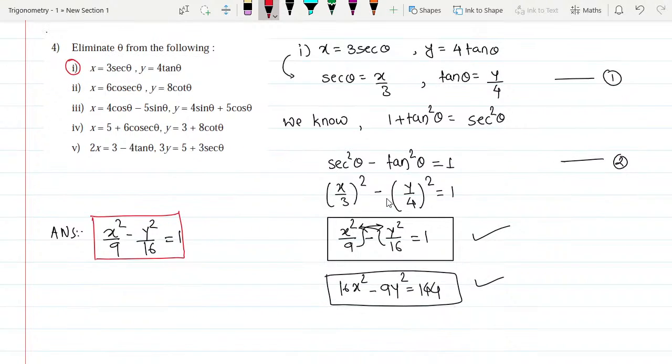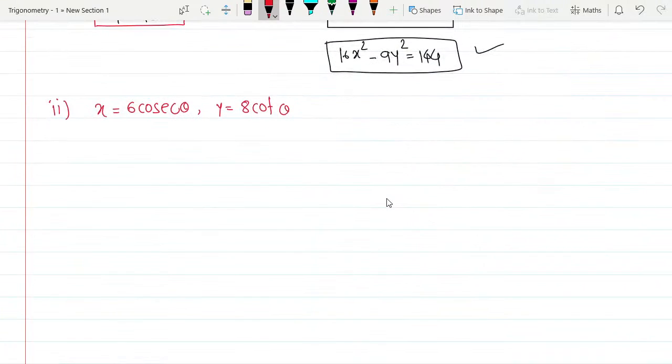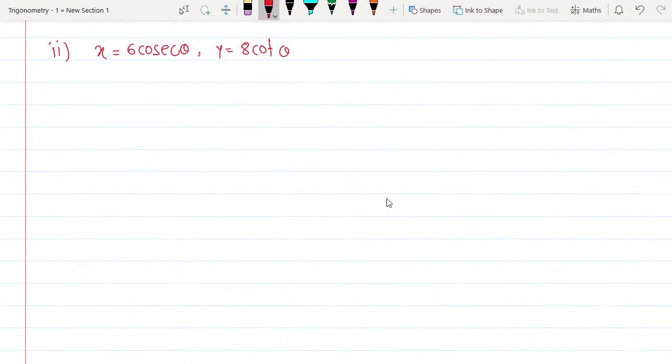Now let's move to the second question. So the second question is like this. Let me write the second question we are taking now. x equals 6 cosec theta and y equals 8 cot theta. So let's take this question now. Again we want to remove the theta from this.